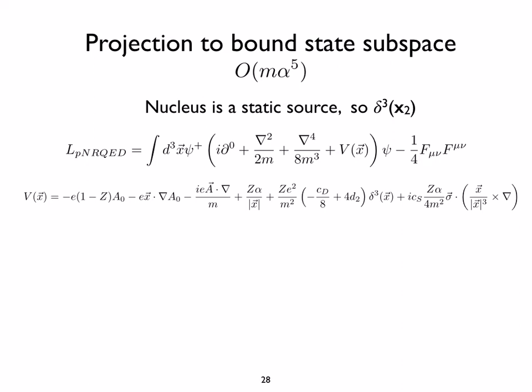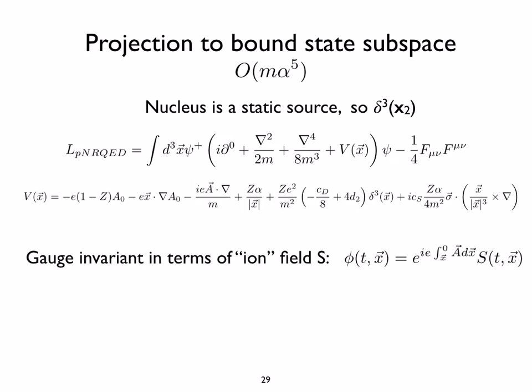This potential is not gauge invariant, but we can restore gauge invariance order by order by looking at the ion field, which is defined in the following way. It transforms under gauge transformation with the power z minus 1, and that is the reason why it's called the ion field, because the electron field transforms with the exponent to the power 1.